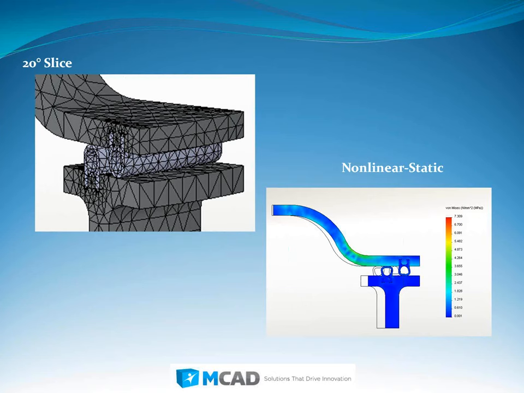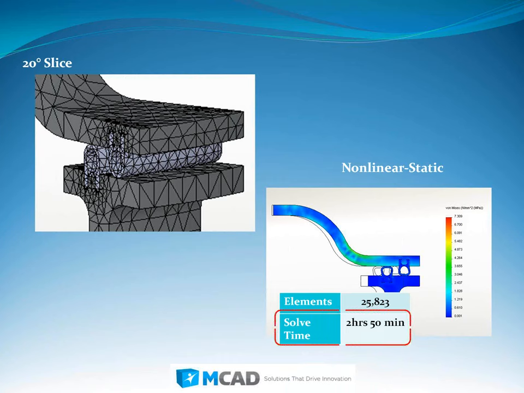So we'll start off with a 20-degree slice. There again, a very coarse mesh, very coarse representation of the problem. And when we look at the results here for a nonlinear static, whereby we're calculating contact information as well as a nonlinear material behavior, with this 25,000 element system, now you see our solve time goes up to a whopping 2 hours, 50 minutes, nearly 3 hours of solution time. So quite a big increase in time, a lot of overhead for not very good resolution of the problem.